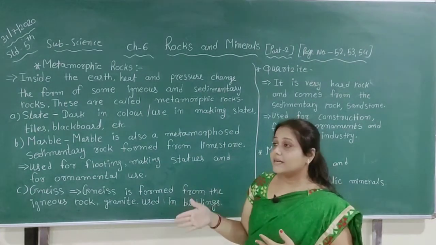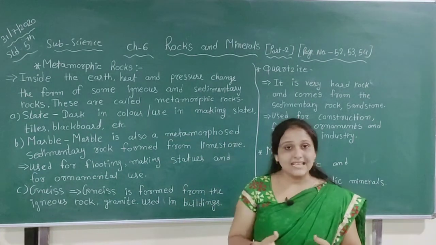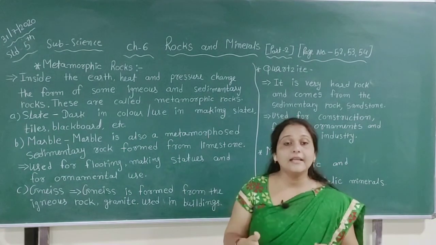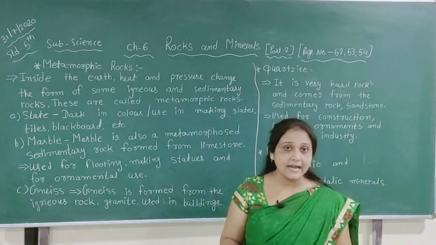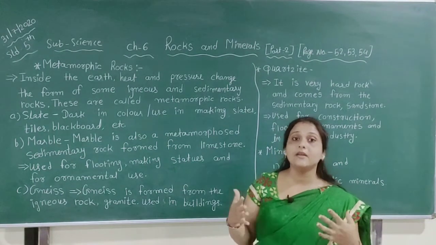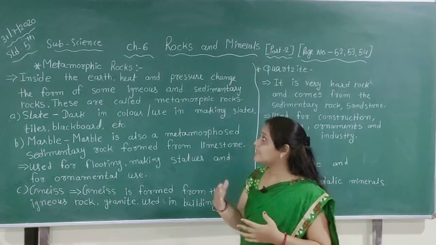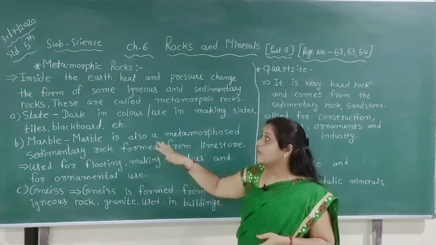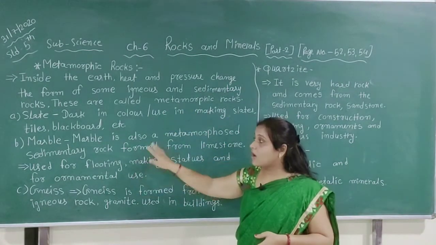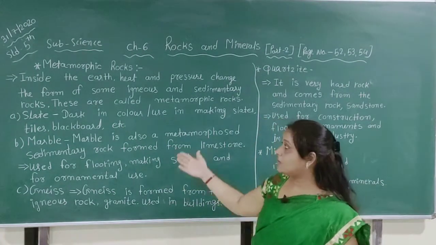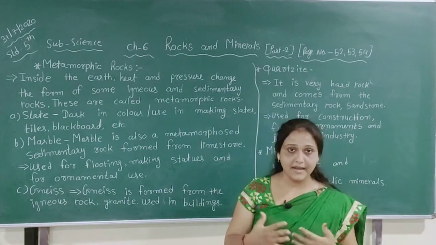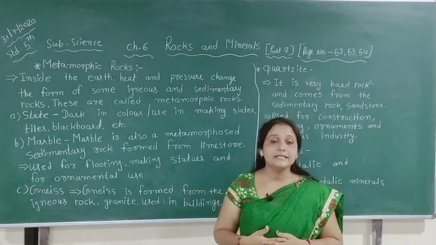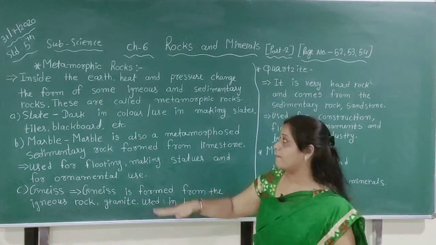So that means when the igneous rocks and the sedimentary rocks go inside the earth, they get the heat and the heat changes their form. These are called the metamorphic rocks. In this session we will also discuss the different types of metamorphic rocks. First, slate. Slate is the first example of metamorphic rocks.